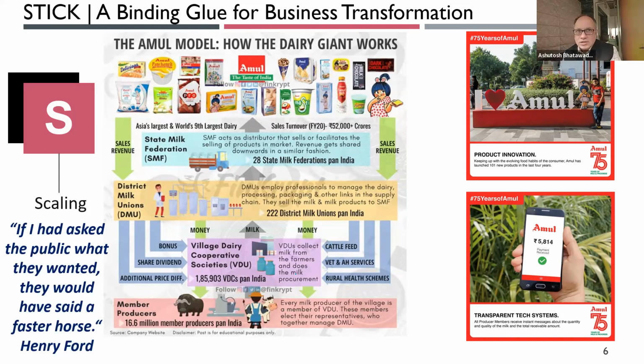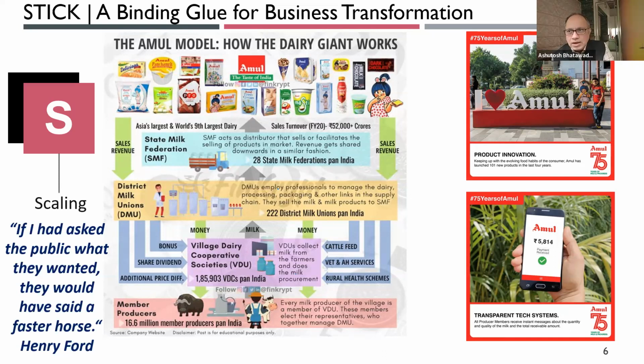If I had asked the public or people what they wanted, they would have said they need a faster horse. That is what Henry Ford says, right? I mean, sometimes you have to take that risk. Sometimes you have to play that gamble and move ahead, right? So that's what the first glue of that STICK model is.